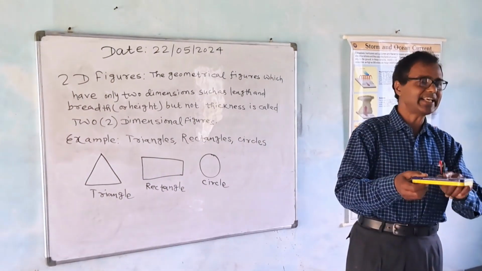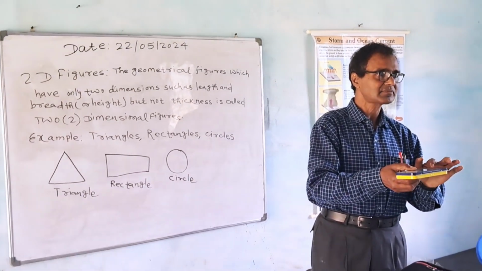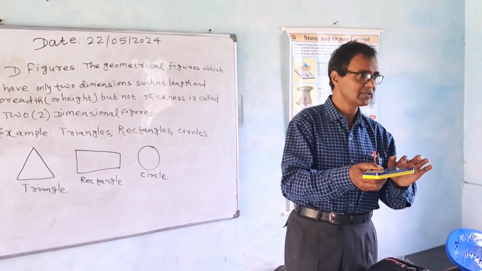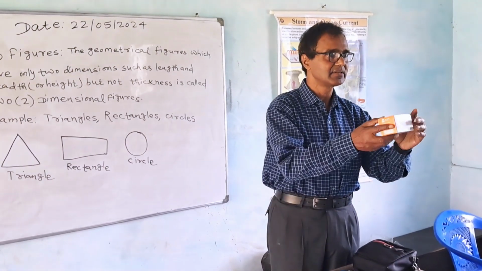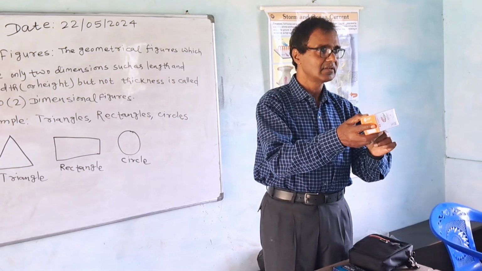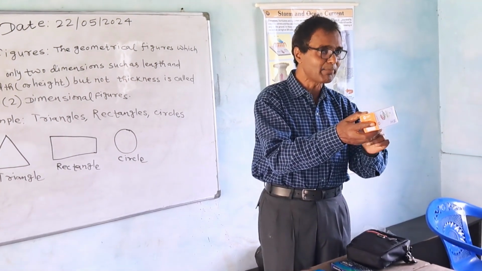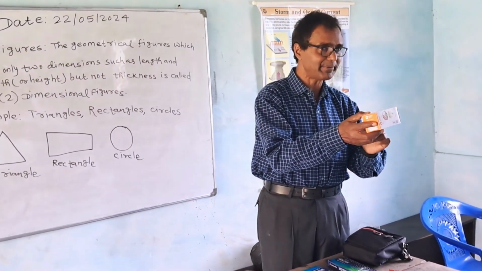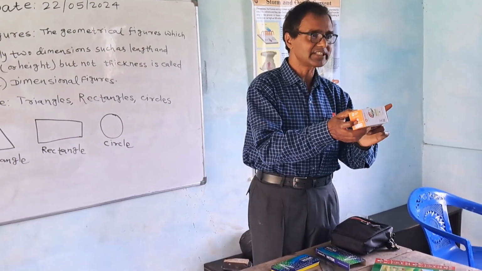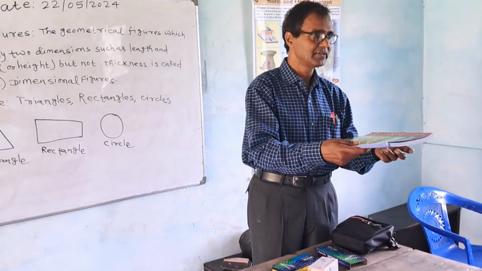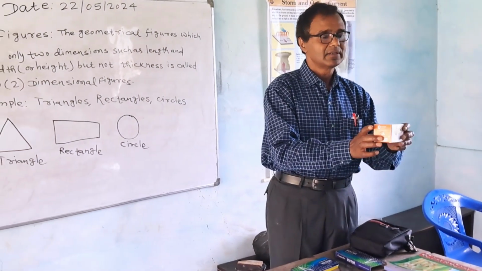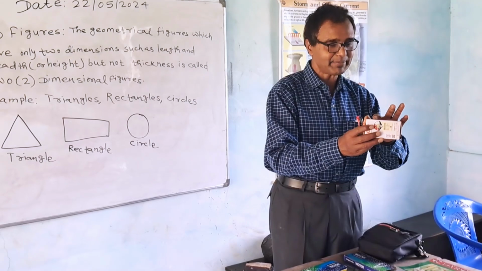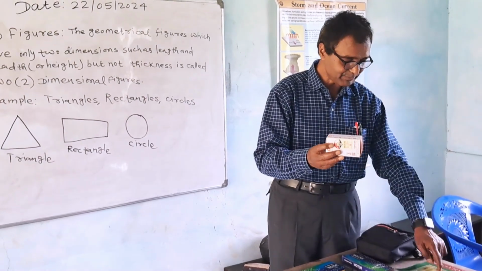And see, what is this? This is a geometry box. And what is this? This is a bulb box. We keep a bulb inside it. And this is a book. This is the bulb box and this is the book.